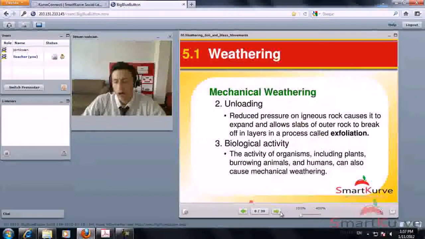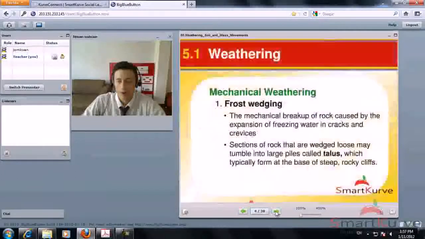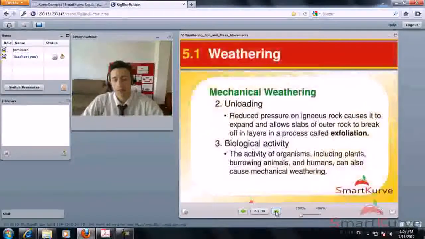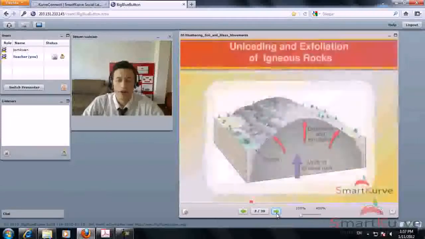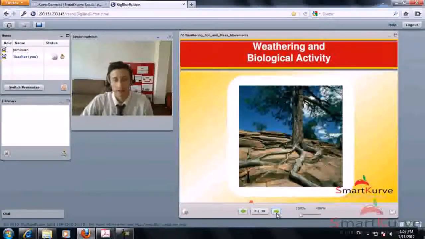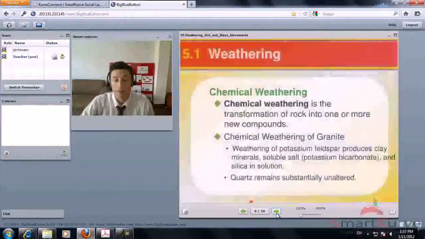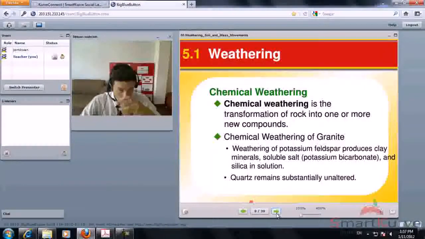So those are our 3 main types of mechanical weathering. Frost wedging, from that expansion of the water, the unloading caused by erosion and biological activity from trees, from animals, and from human beings. Next, let's talk about the other type of weathering, chemical weathering.